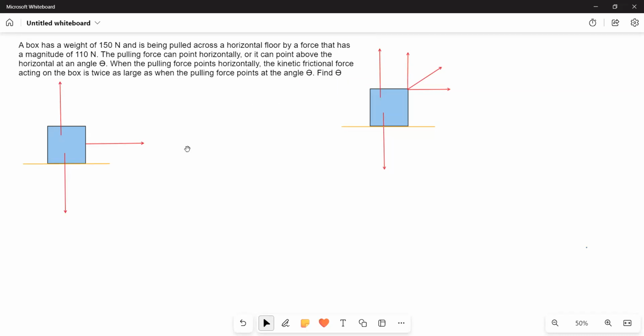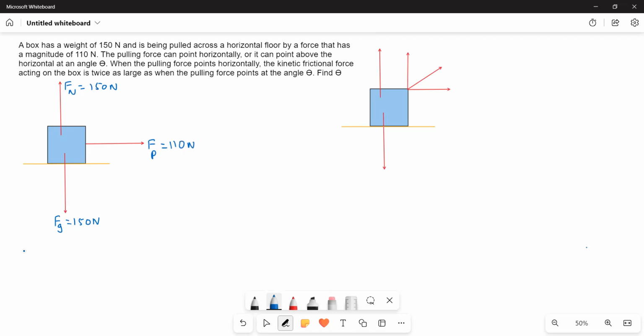Find theta. Okay, here is the box. The box weight is 150 newtons. So here Fg is equal to 150 newtons. Therefore, Fn is equal to 150 newtons. Okay, and then it is pulled. This is the first case where it is pulled by a force of magnitude 110 newtons. So F pull is equal to 110 newtons. This is the situation.